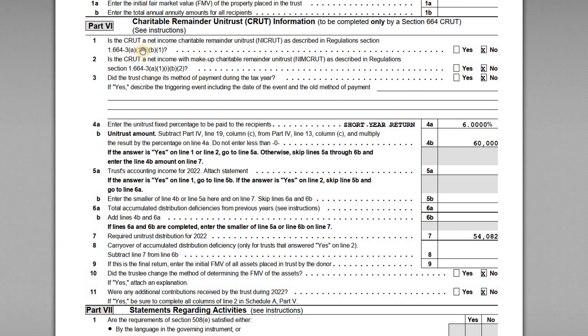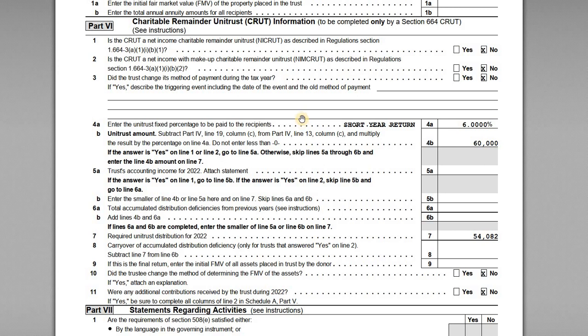So question 1, it's asking us, is this a net income CRUT? Right? In our case, no. This is a standard CRUT where the Unitrust percentage is computed on the fair market value of the assets, irrespective of the accounting income of the trust. So we've indicated no, we don't have a net income CRUT, and then it further asks us, do we have a net income CRUT with a makeup provision, right?